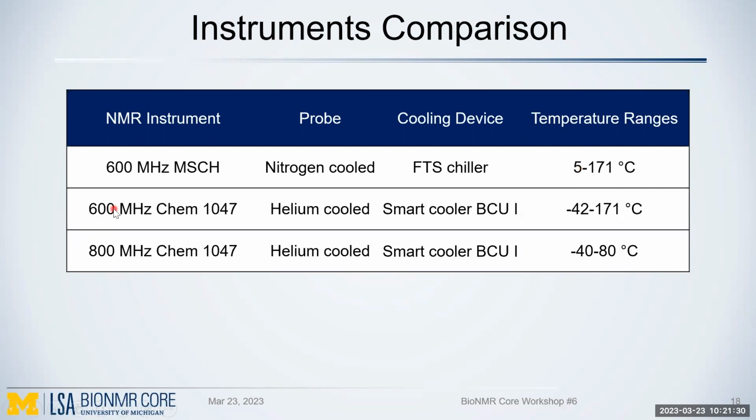For the 600 megahertz and 800 megahertz instruments in KM1047, they are both helium cooled, and they both use a Bruker Smart Cooler BCU1 to provide the cooling gas. Here are the temperature ranges of these two instruments. You can check the temperature range here and compare it with your target temperature, and then you can choose the appropriate instrument.